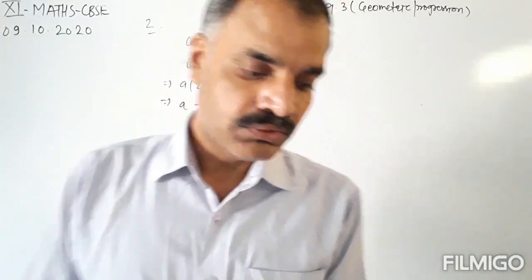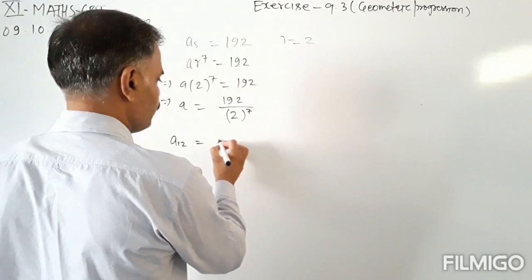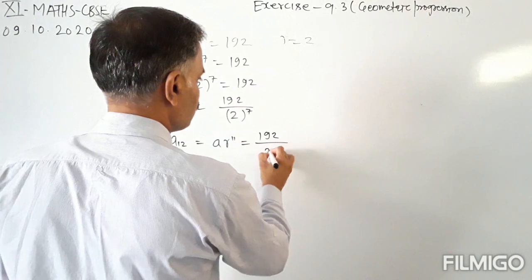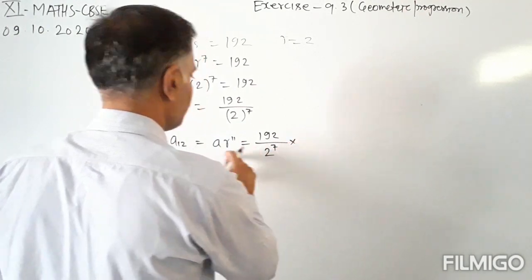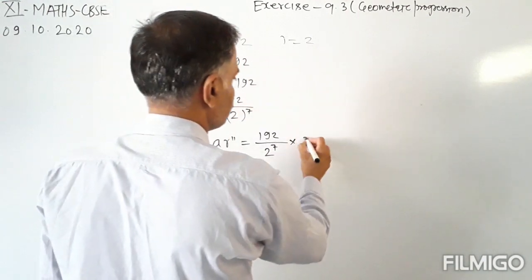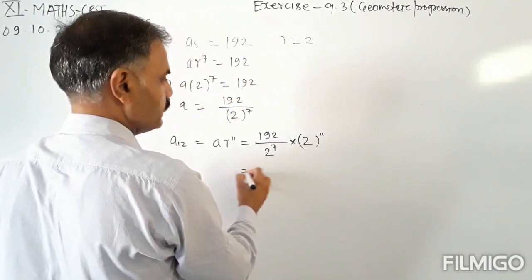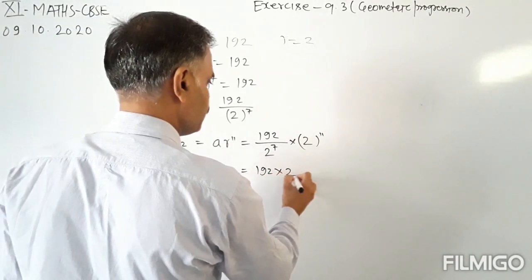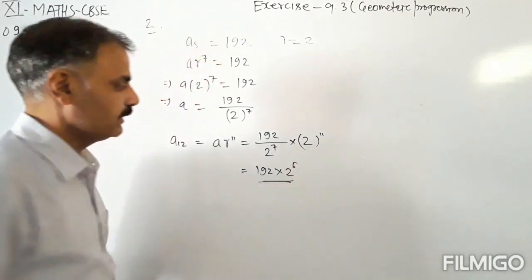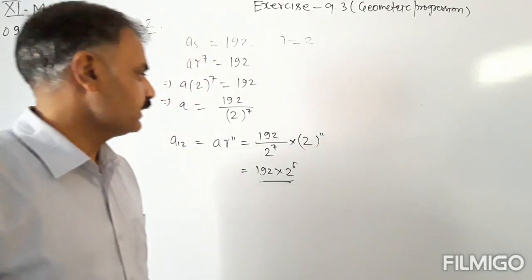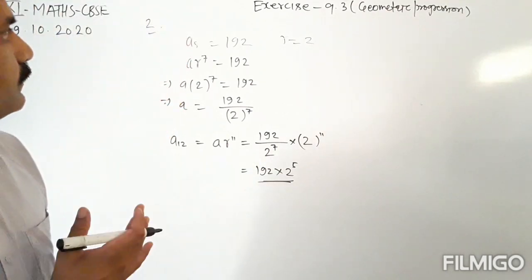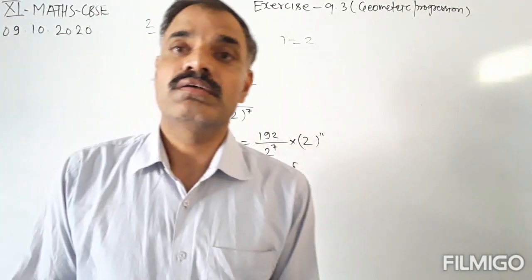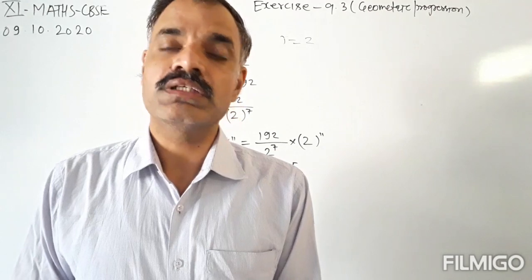The 12th term of the GP, A12, equals A R to the power 11. A means 192 upon 2 to the power 7 multiplied by R to the power 11, R means 2 to the power 11. So this is equal to 192 multiplied by 2 raised to the power 5. This is the 12th term of the GP. After multiplying, you can get the result. This is question number 2.